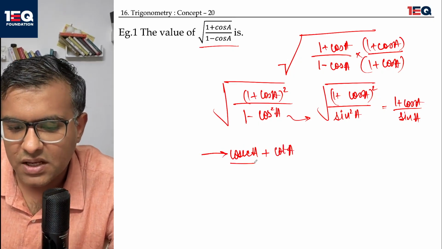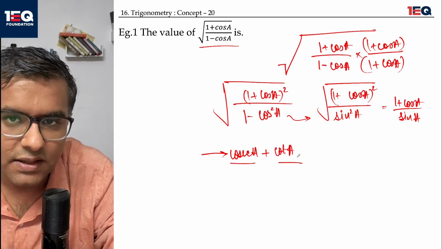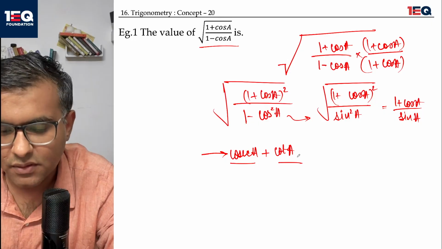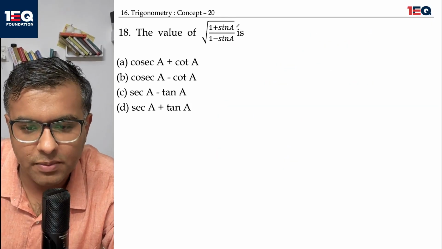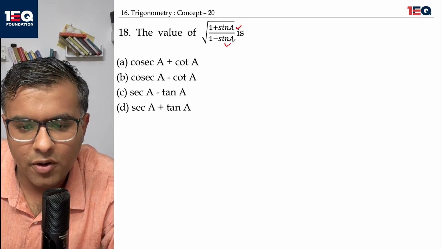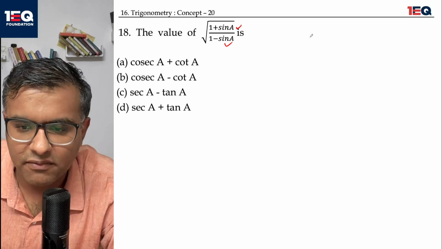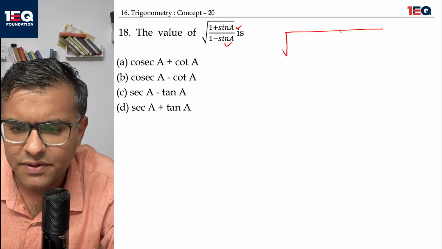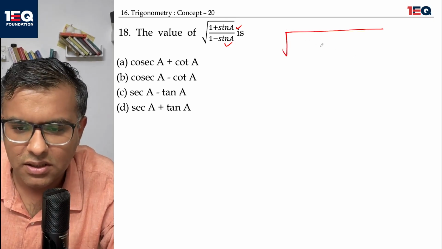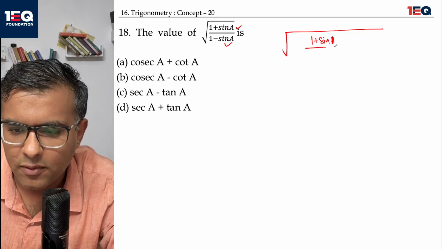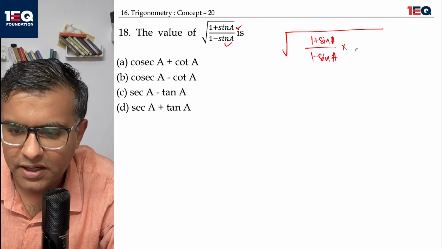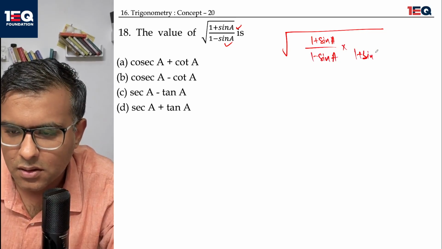So cosec a plus cot a is the answer that I'm looking at. Good enough. Let's move forward. The value of (1 plus sine a) upon (1 minus sine a). We'll do the same treatment as we did in the last question: 1 plus sine a whole upon 1 minus sine a. I'll multiply and divide with 1 plus sine a.